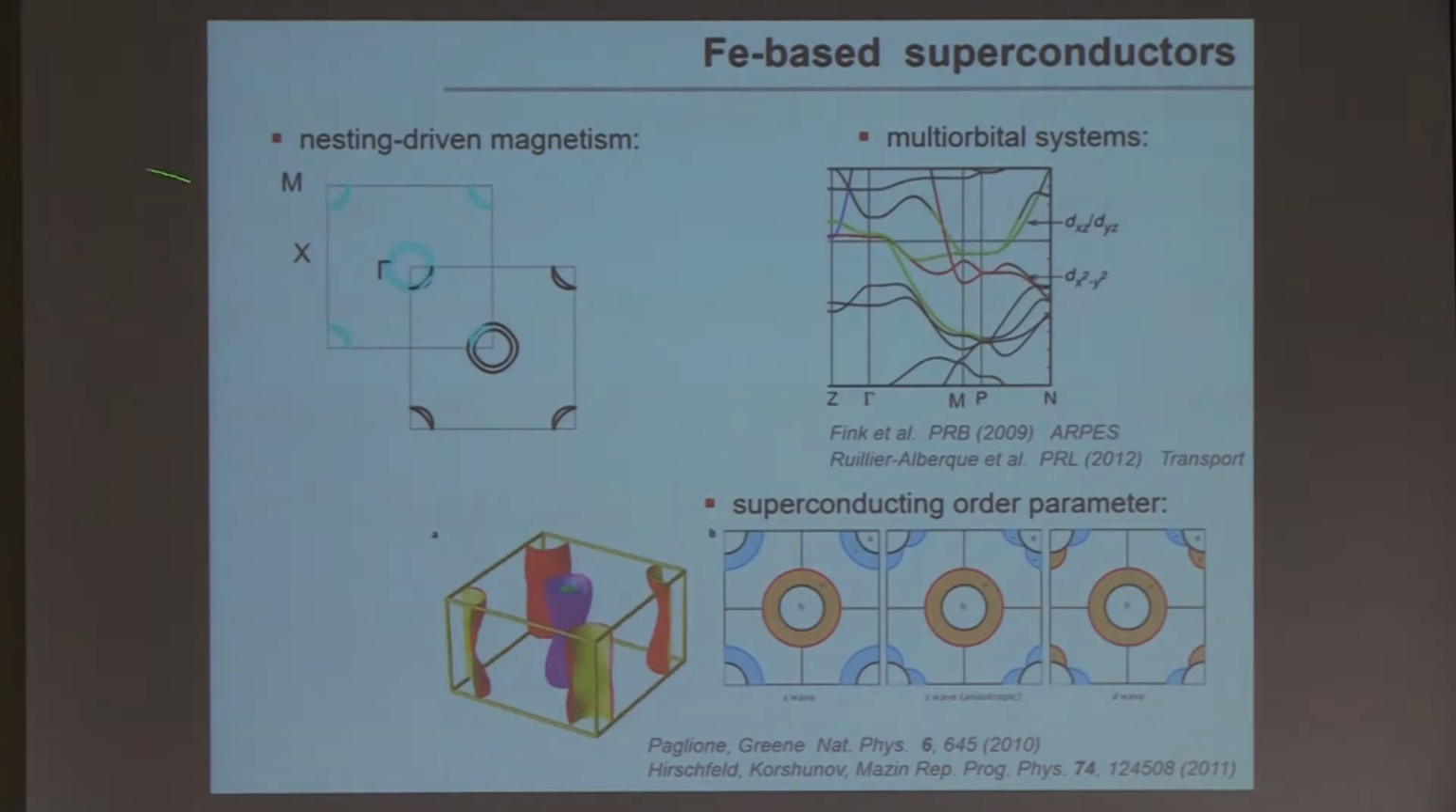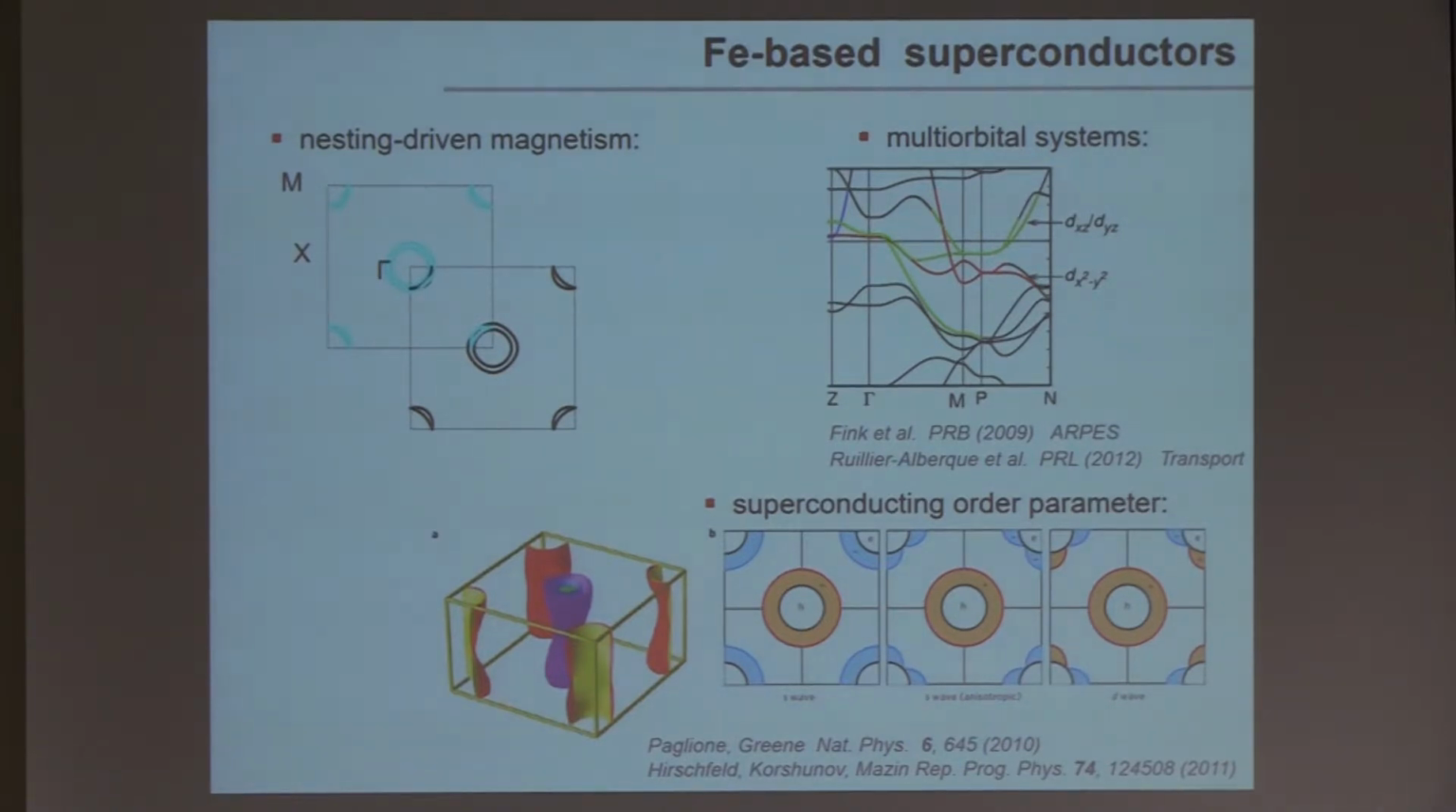And one could see, in fact, that many of these materials that show this spin density wave have a lot of nesting properties by looking just at the Fermi surface. These systems are multi-orbital in contrast to the cuprates, so all d orbitals of iron play a role at the Fermi surface and play a role in the electronic properties of the materials.